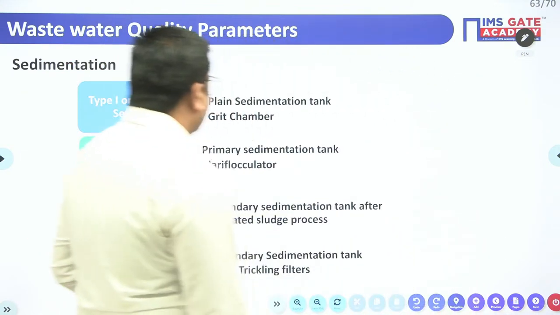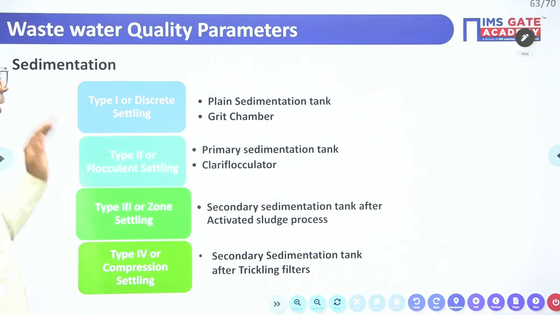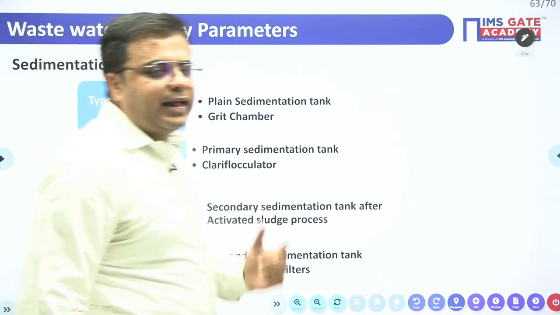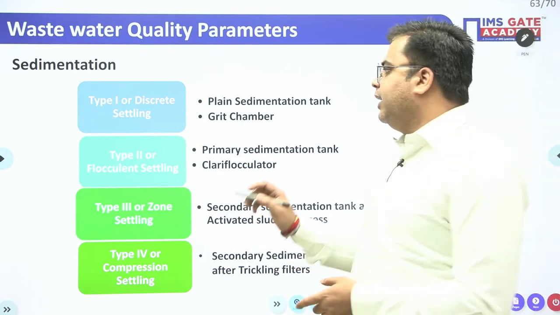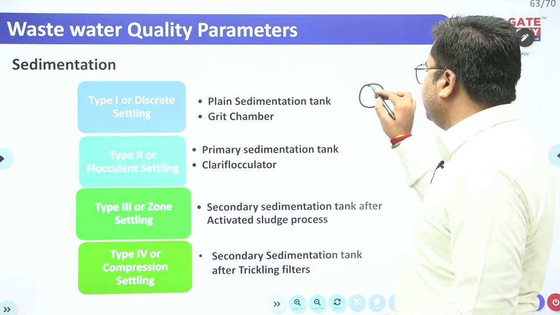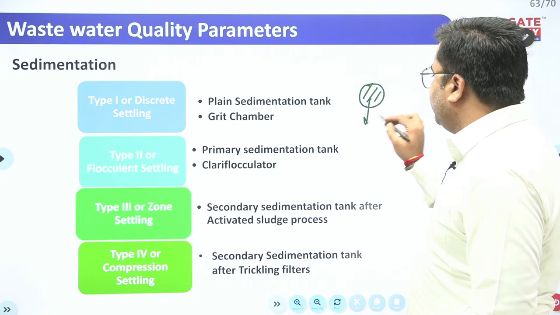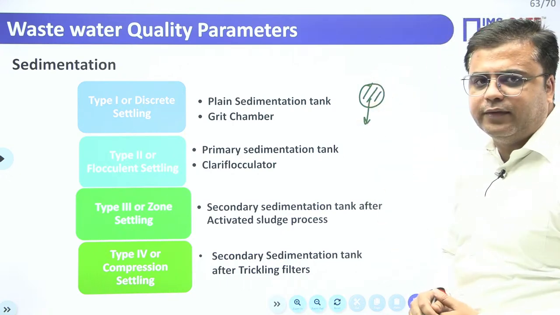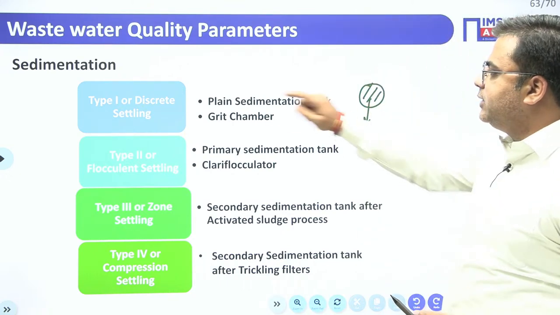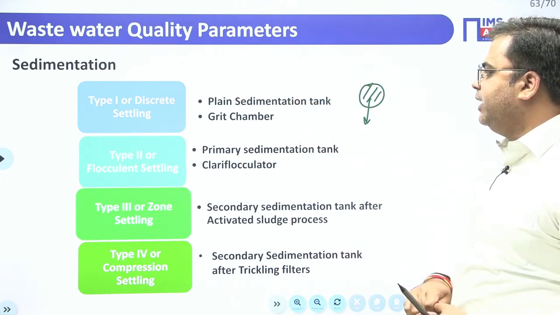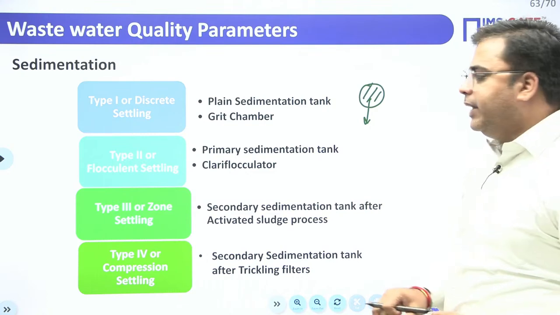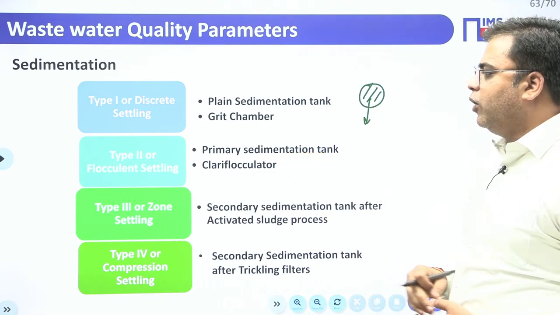Now, talking about sedimentation, there are different types of settling. First one is the type 1 settling or the discrete particle settling, where the particle settles as an individual. There is no influence of the other particles over the settling of this particle. This type of settling is known as type 1 or discrete settling, which is observed in a plain sedimentation tank or grit chamber.